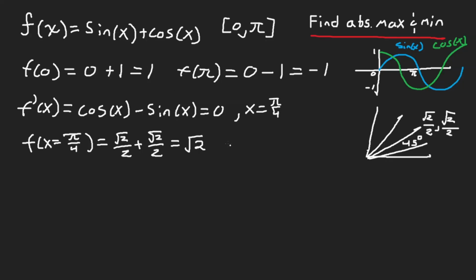So the absolute maximum is not going to be 1. It's actually going to be at the critical value. So our absolute maximum is when f of x is f of pi over 4, which equals the square root of 2.